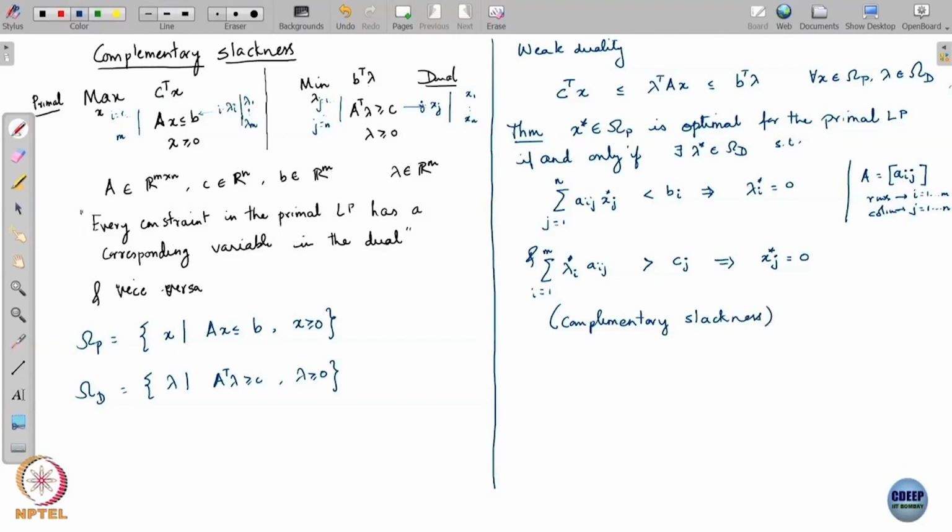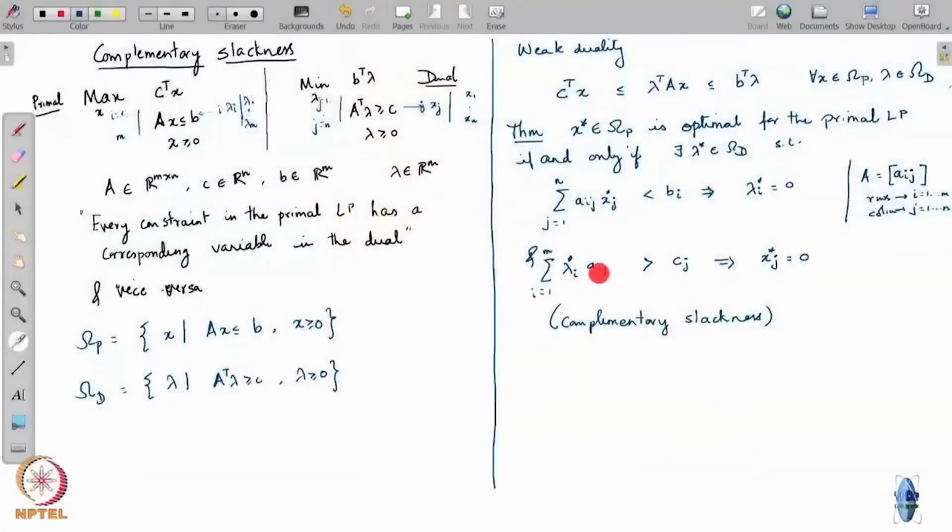What this is referring to is that the word complementary slackness only says this: whenever there is slack in one of these constraints, then there can be no slack for the dual variable corresponding to that. Meaning the dual variable must be at its least value. Likewise, if there is a slack in this constraint, then this one must be at its least value. Okay.